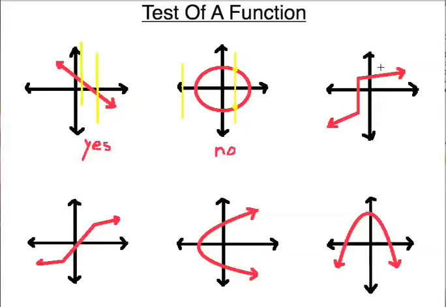Okay, let's take a look at this one. Now if I draw the line here, it's okay. If I draw the line here, it's okay. However, if I draw the line here, it passes through a whole bunch of points, and that makes it fail the test. So we have to say no, it's not a function.